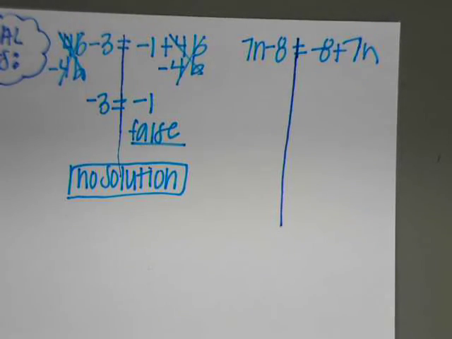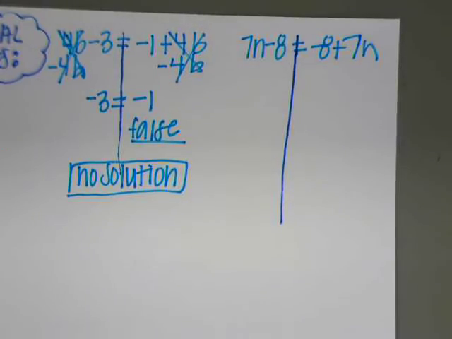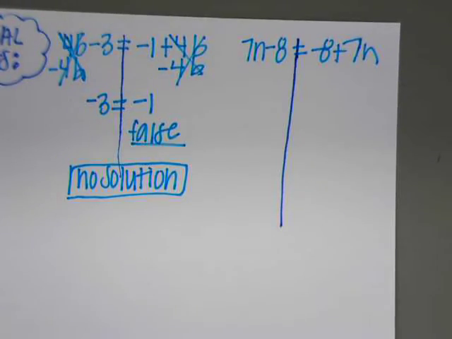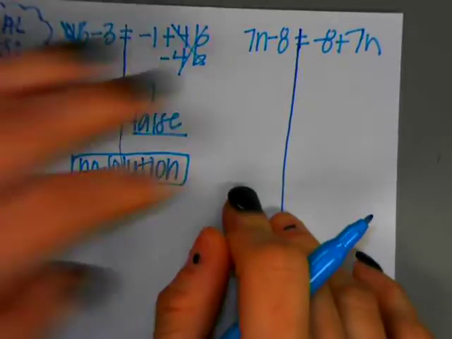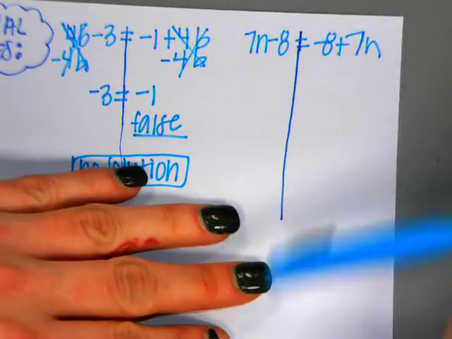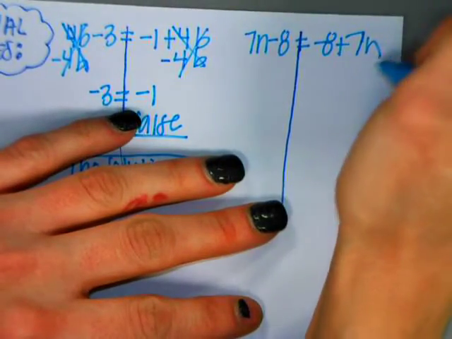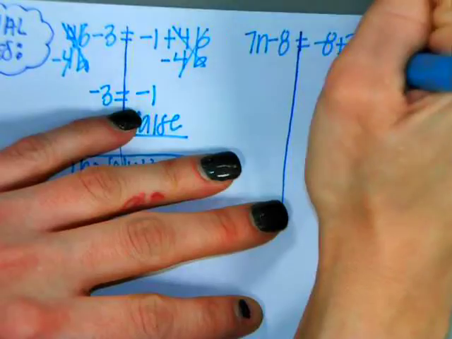Okay, so this one, what would I move first? The 7n. So how would I get rid of this 7n? Minus 7n.